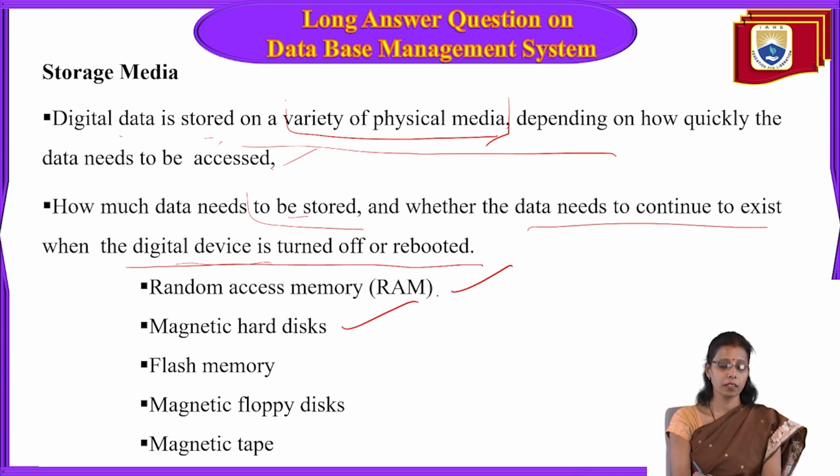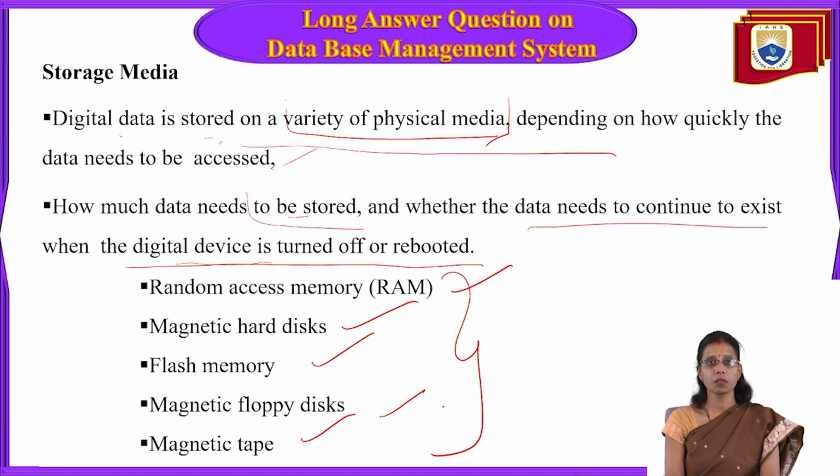Then magnetic hard disk is required. Flash memory is required. Magnetic floppy disk is required. Magnetic tape is required. So all these things are required just to run the system, and the data should be stored in such hardware where we can save this information.